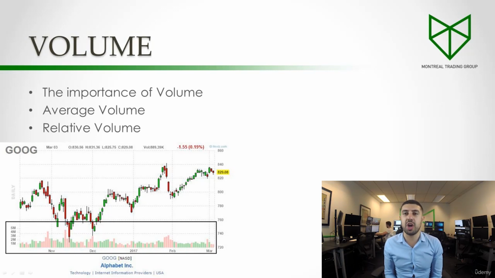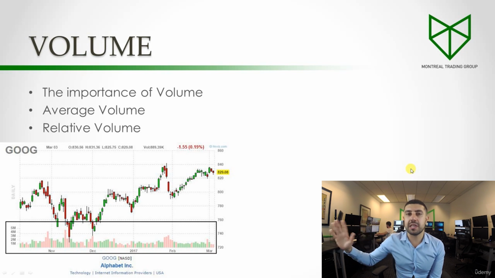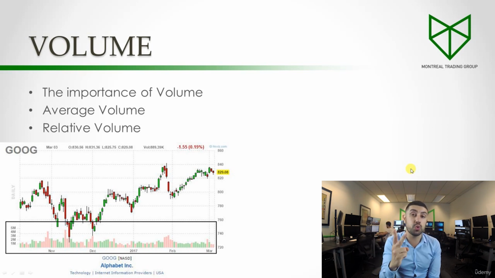In this lecture, we're going to be talking about volume. Now, what is volume? When we're talking technical analysis, we're talking about the study of two things, price and volume. So it's not just prices. When you're looking at a chart, you actually see two things. You're seeing the price movement and the volume. The volume is basically the quantity of shares that were traded.